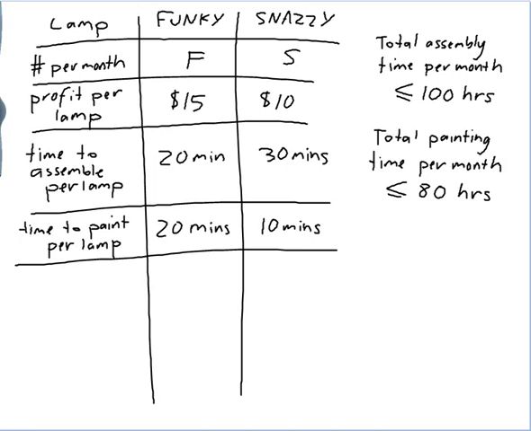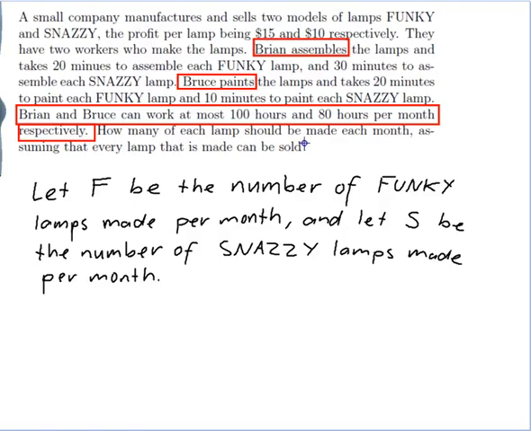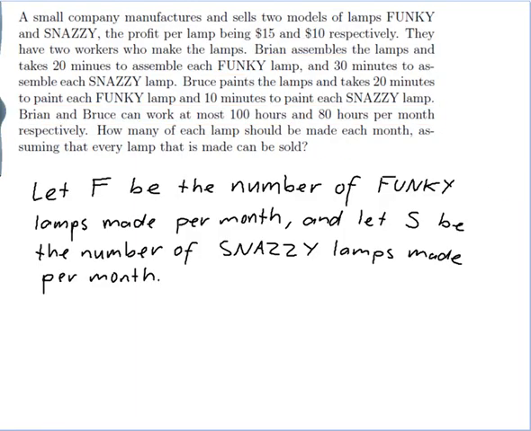Okay. Well, I've actually finished all the information in my question now. I'm back to the last sentence. And it was the last sentence that told me that I needed to let F be the number of Funky lamps and S the number of Snazzy lamps. So now I need to just look at the information I've written in my table.